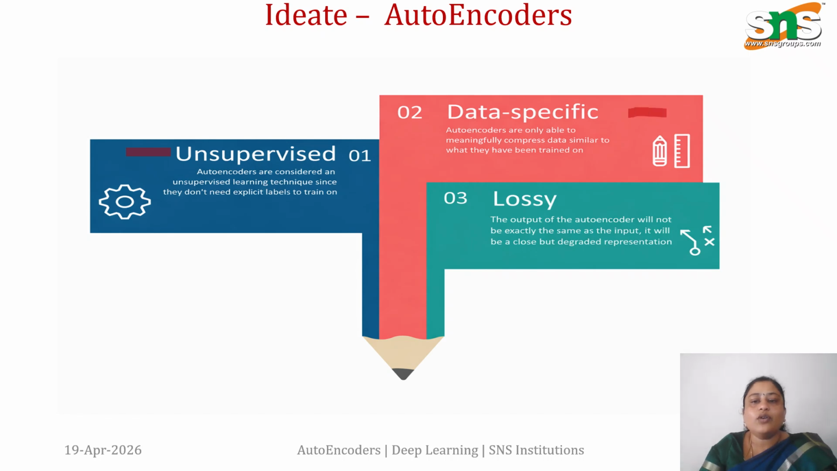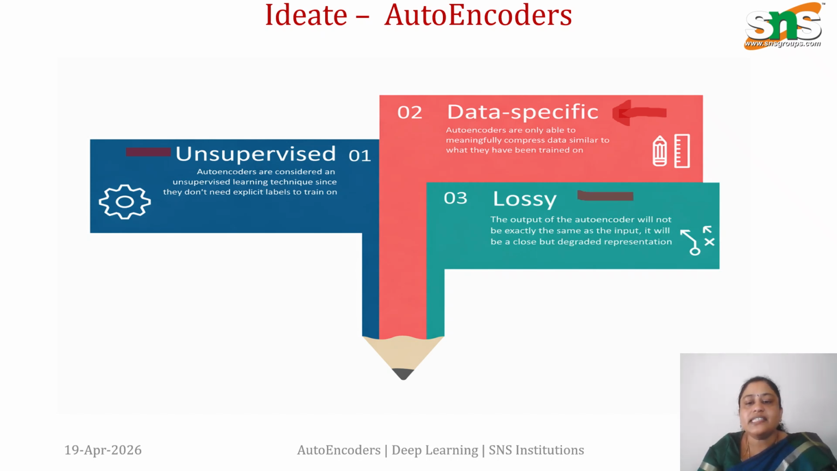The second one we are going to speak about is that it is data specific. An autoencoder can meaningfully compress data similar to what was given in training. Suppose you take an animal data set that comprises cat, dog, or even a tiger, then it can reconstruct those animal images only. If you give an elephant, it cannot reconstruct the data. That is why we call these autoencoders data specific.